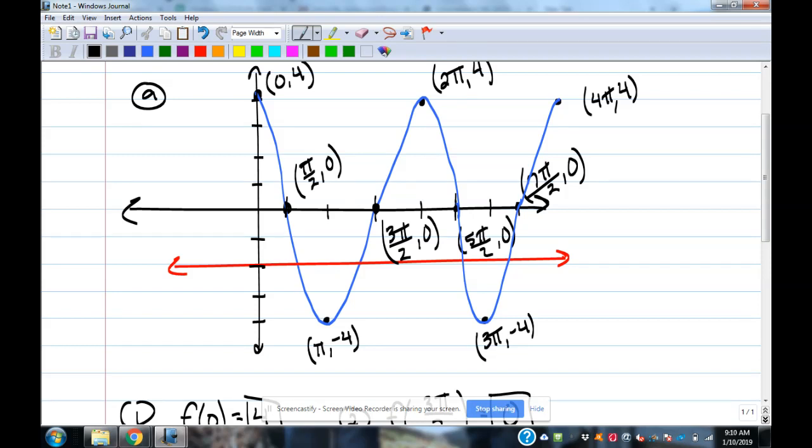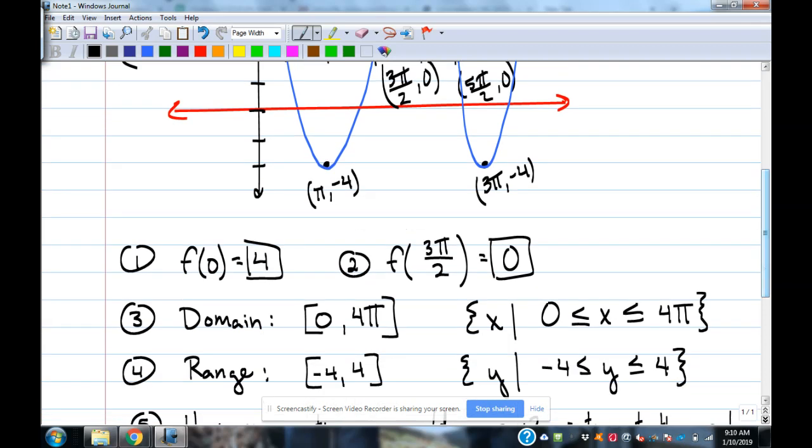So when we look at that, we see that this red line intersects our blue line how many times? 4 times. It doesn't ask us to find where it intersects those. That would be a little more daunting task. It just asks us how many times.